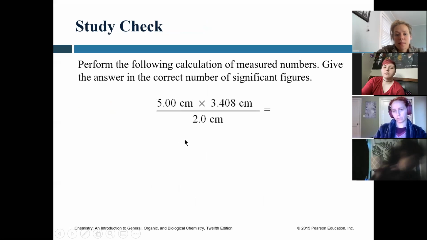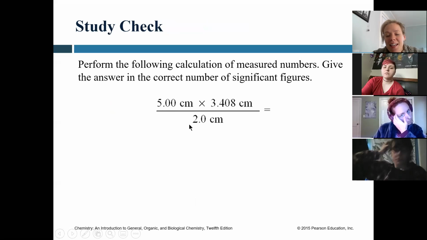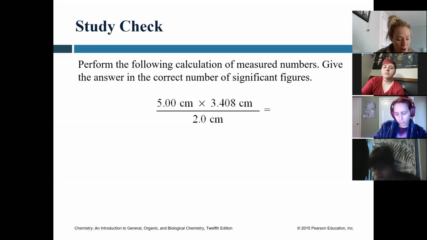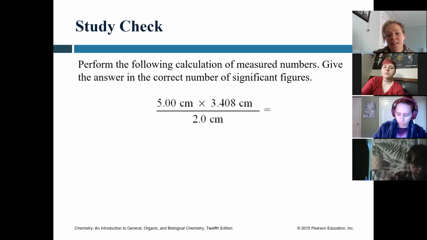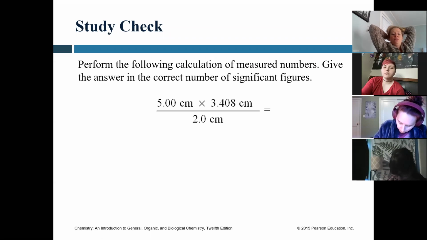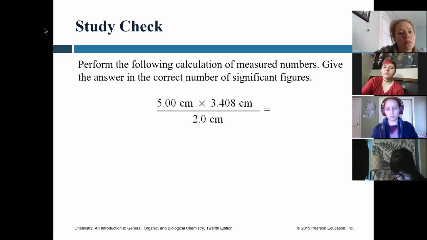Okay, so it's going to seem really silly, but I want you to do this calculation. Plug it into your calculator. You're going to get a number. And then, the more important part, I want you to round it to the correct number of significant figures. So 5.00 centimeters times 3.408 centimeters divided by our 2.0 centimeters. I'll give you just a minute for that.